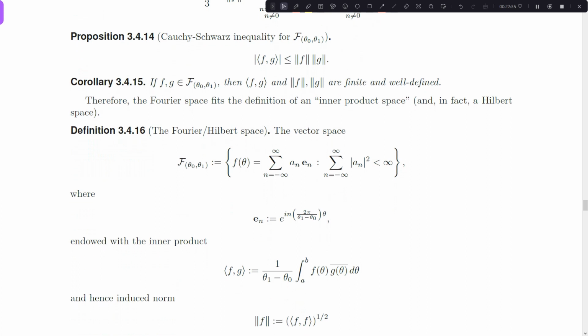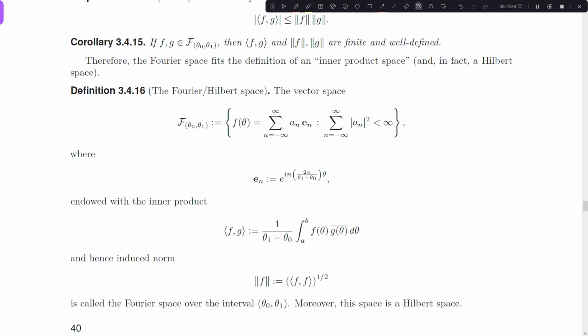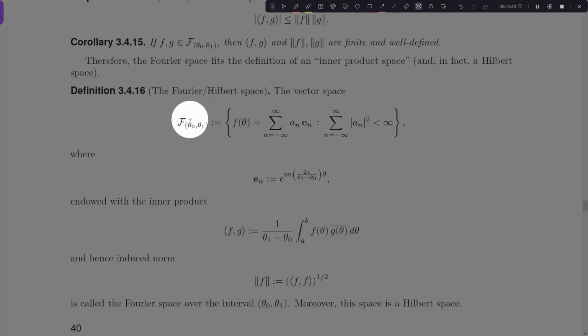So here now I'm defining the Fourier/Hilbert space, which is the exact same Fourier space I defined earlier, but I'm changing my basis elements to this bold E sub n, where I just define bold E sub n later.